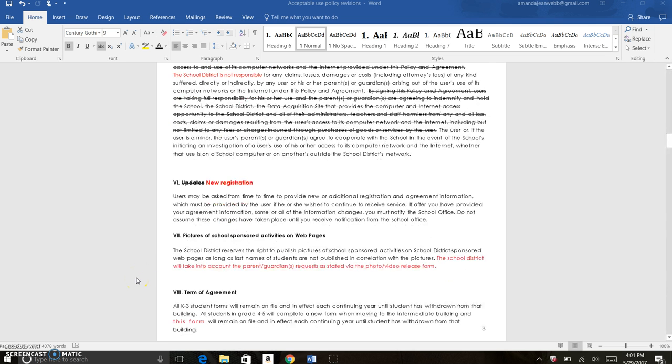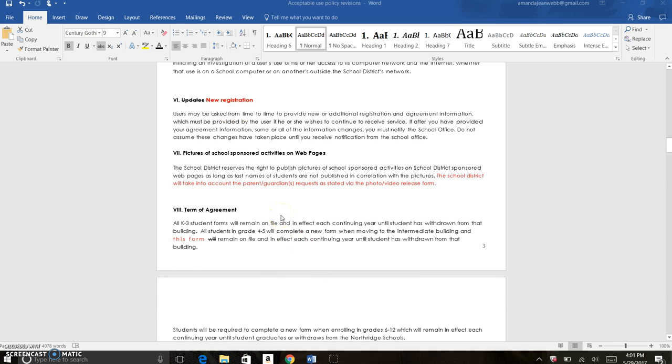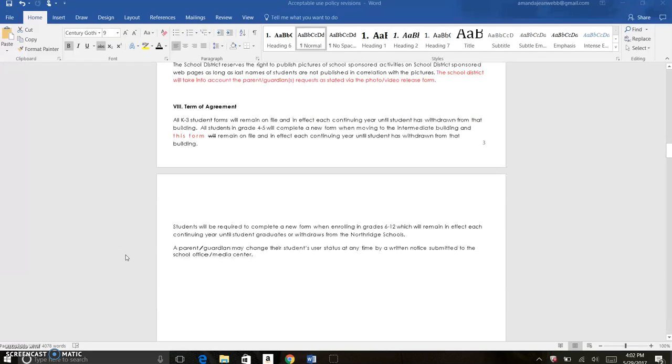This next part was about pictures of school-sponsored activities. I added the part that says the school district will take into account the parent or guardian's request as stated via the photo video release form. Every year I have several students whose parents choose for their students not to be photographed or videoed to be added to things on our website or different things around the school. So I thought it was important to add that part that yes, we will listen to what the parents are requesting and asking. I added the words this form instead of the word will. Just sounded better in how the wording was. That is all for this part.